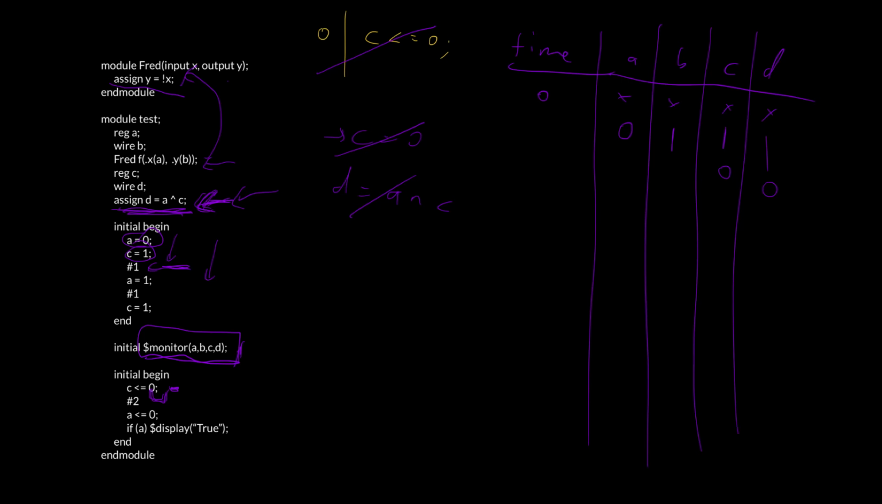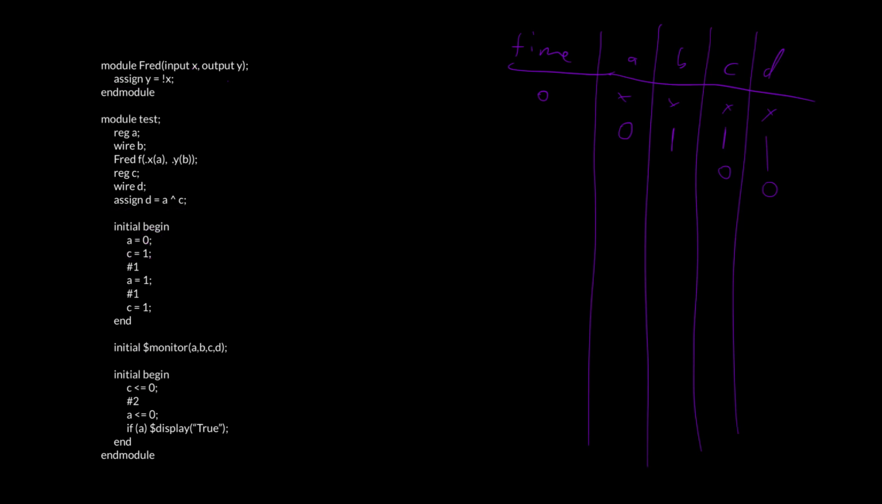And so therefore, we've done everything we can at simulation time 0, except for the monitor statement. The monitor statement now gets called, and we print out the value of A, B, C, D, because they've changed. We get 0, 1, 0, 0.